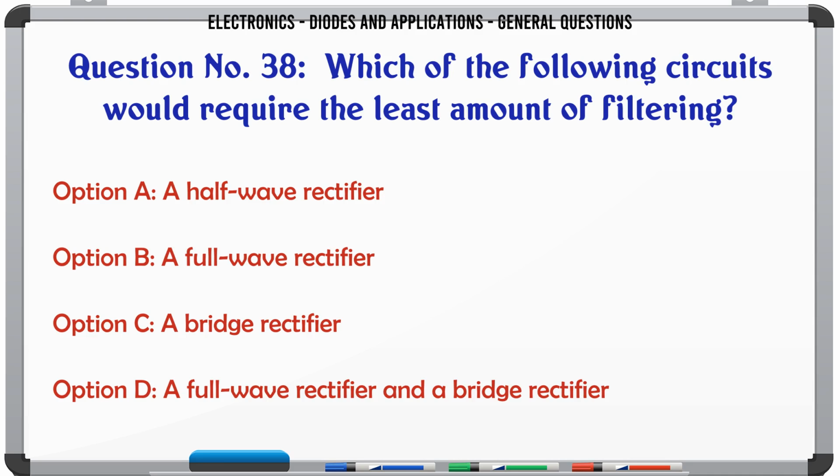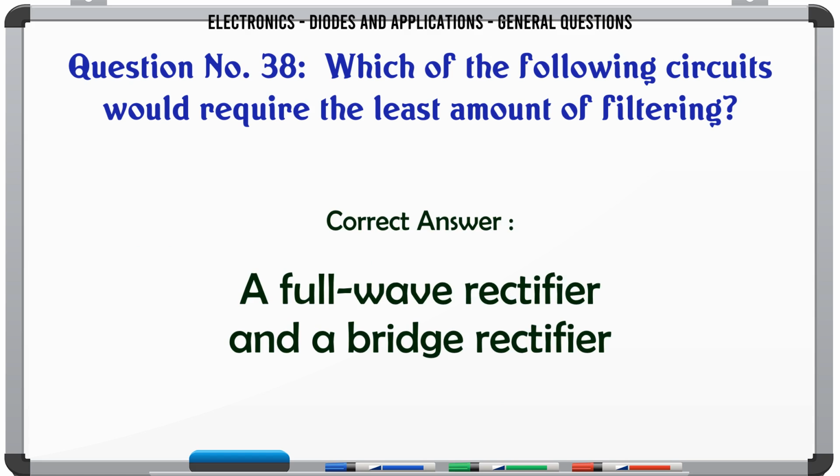Which of the following circuits would require the least amount of filtering? A. A half-wave rectifier, B. A full-wave rectifier, C. A bridge rectifier, D. A full-wave rectifier and a bridge rectifier. The correct answer is a full-wave rectifier and a bridge rectifier.